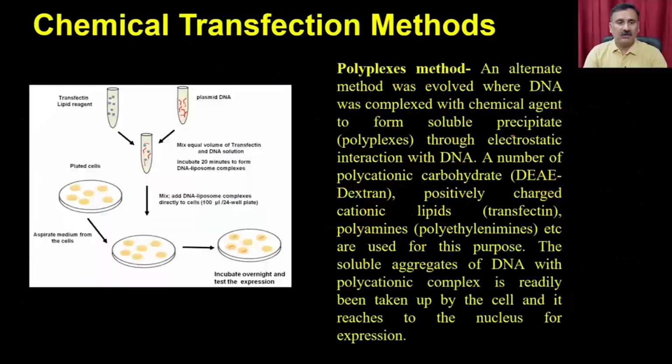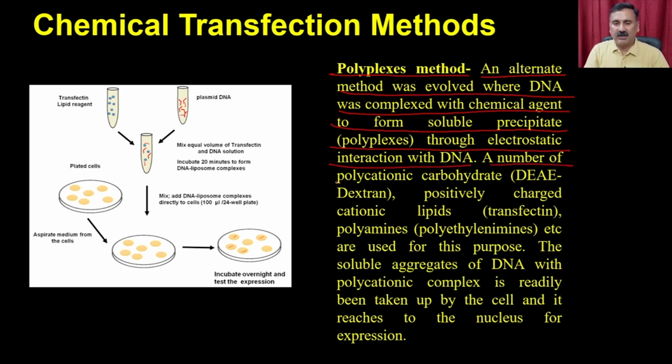It is going to cause physical damage to the cellular integrity, and that's how it is actually going to kill the cells. So what is the alternative? The ultimate alternative is that you may go with the polyplex method. The polyplex method is an alternative method which was evolved where the DNA was complexed with a chemical agent to form a soluble precipitate through electrostatic interaction with the DNA.